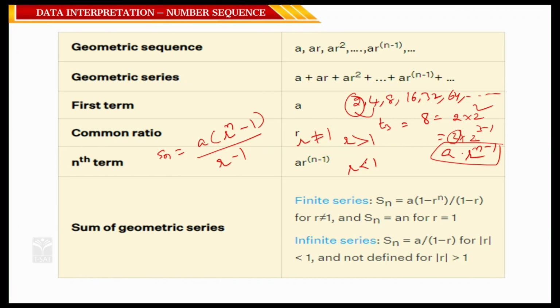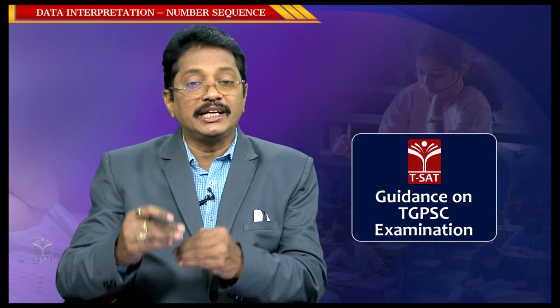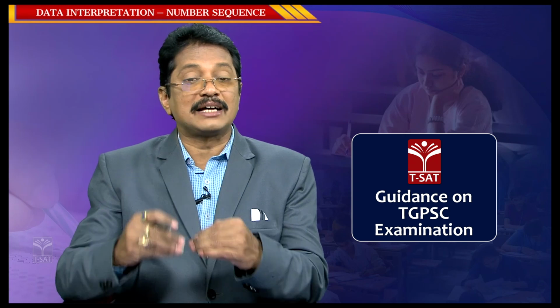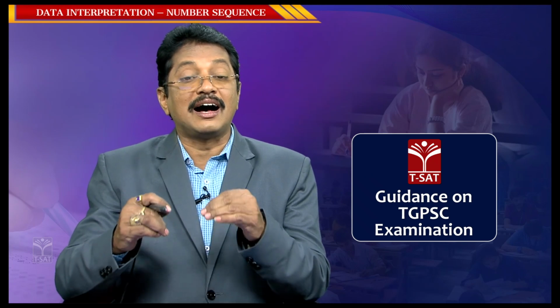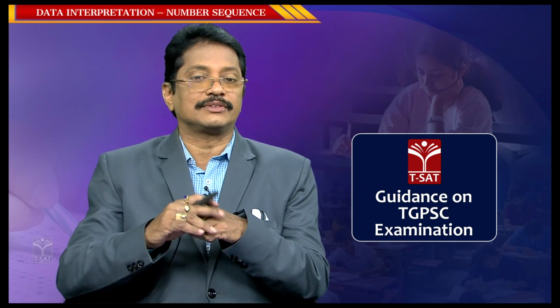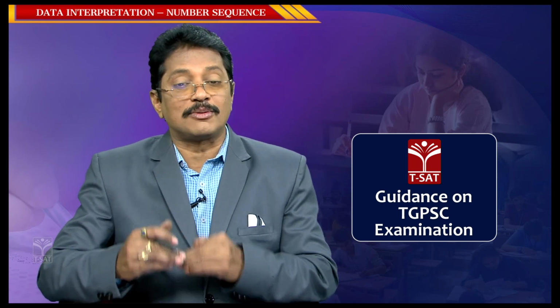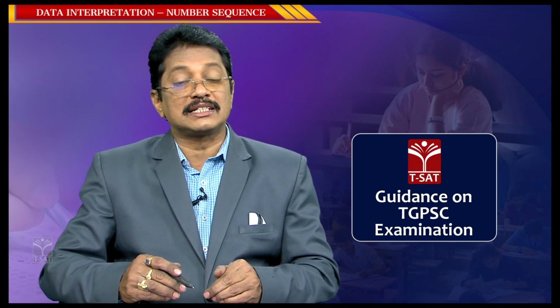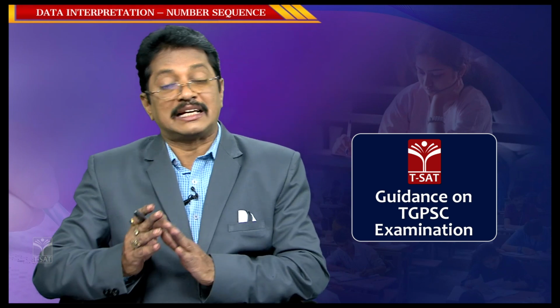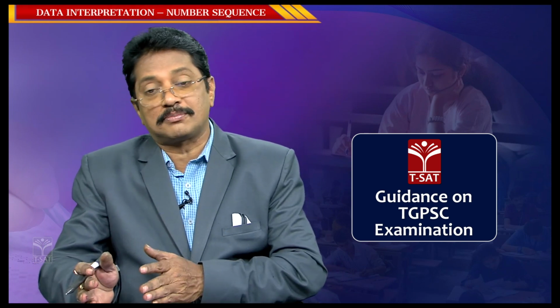So, simply we can call it Sn is equal to A of 1 minus R to the power of n by 1 minus R. This is very, very important information. So, Sn is equal to A of R to the power of n minus 1 by R minus 1 is the sum of n terms of a geometric progression where R is greater than 1 and R is not equal to 1. And the sum of n terms of a geometric progression Sn is equal to A of 1 minus R power n by 1 minus R where R is less than 1. So, when R is less than 1, you have to write A of 1 minus R power n by 1 minus R.